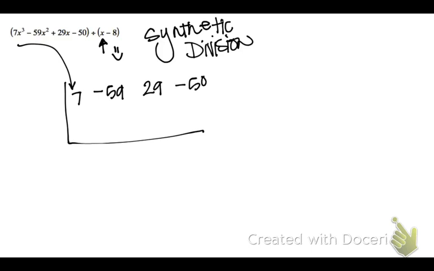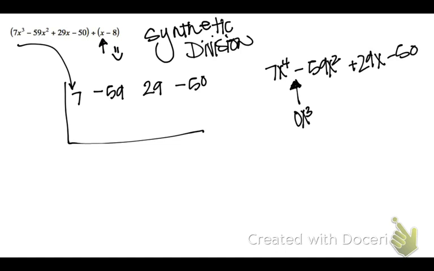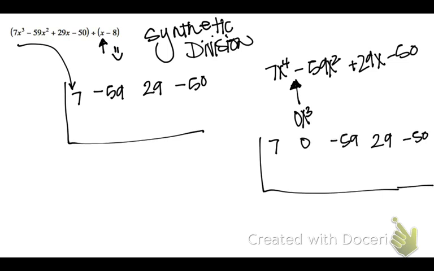If there was a missing exponent, so say that we were dividing 7x to the 4th minus 59x squared plus 29x minus 50. Notice how there wasn't an x cubed there? Well, if you're missing something, you have to put in a 0. In this case, we're not missing anything, but if we were, this would have been 7, 0, negative 59, 29, and negative 50. But for this one, we weren't missing anything, so I'm just going to erase this.